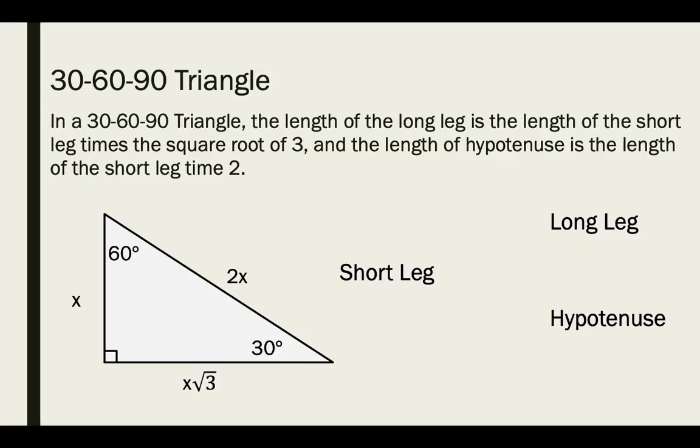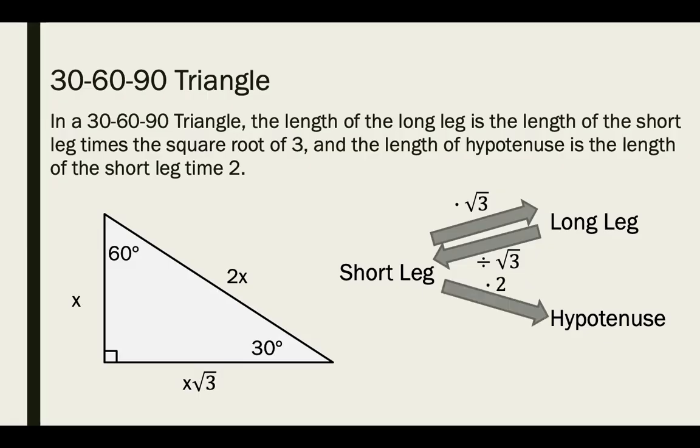And so if we start with that short leg, to find the long leg, we are always going to multiply times the square root of 3. Or let's say we know the long leg. To find the short leg, we're going to divide by the square root of 3. And let's say we have the short leg and we want to go to the hypotenuse. Well, we're going to multiply times 2. And if we want to go from the hypotenuse and find the short leg, what are we going to do? Divide by 2.